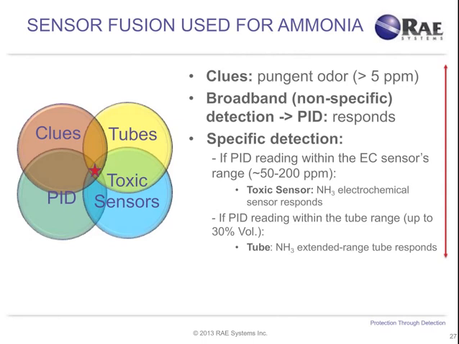Or you can go the other way around. If you know that it is ammonia and you expect it to be in a lower concentration, you can use an electrochemical sensor or tubes first, but then if you can see that the concentration is going out of the range of these tools, add a PID to monitor at higher concentration levels.